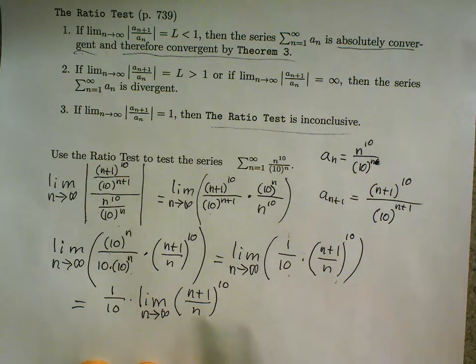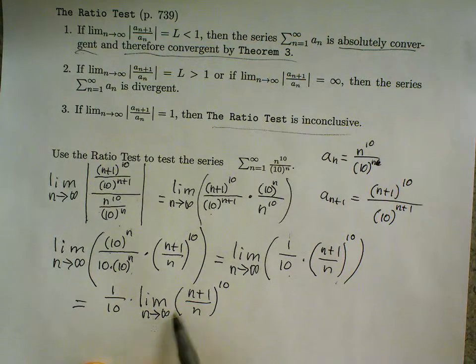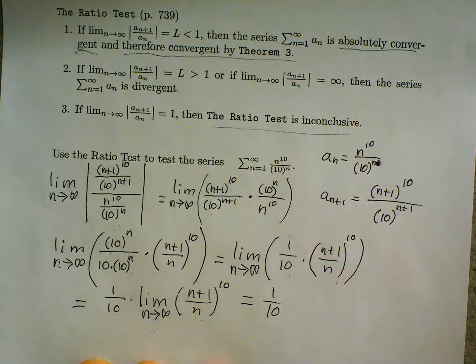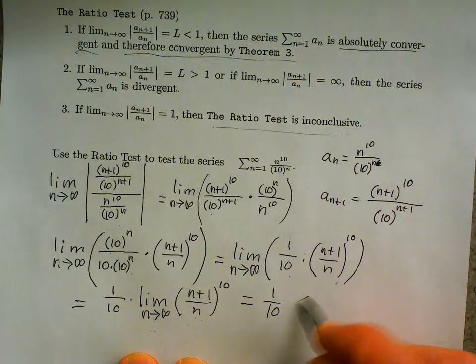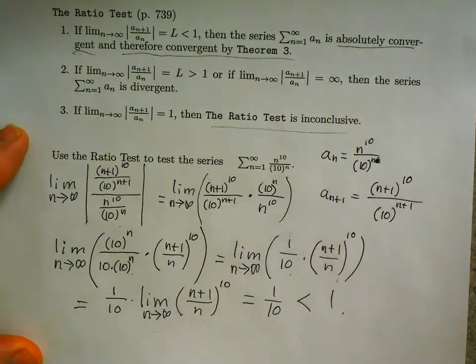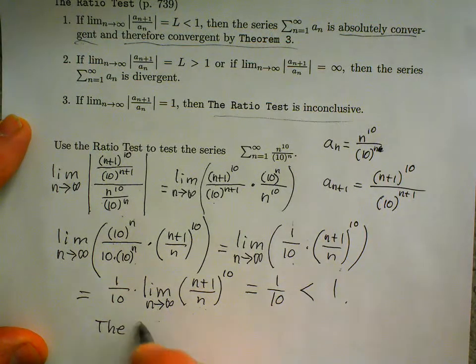Well, I was thinking about writing it as the limit of (n+1)/n, all to the 10th. But we can note that the limit of (n+1)/n is 1. So 1 to the 10th is 1. And then 1/10 times 1 is 1/10. All right, so by the ratio test, since 1/10 is less than 1, the series converges.